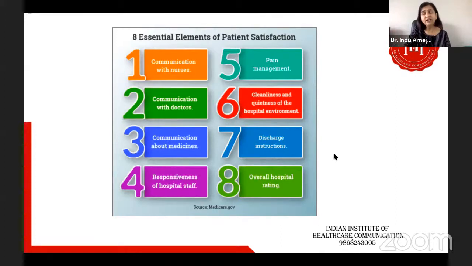Then, of course, cleanliness and quietness of the hospital environment. I think we are attending to it in great detail. But again, I'm not sure of the infection control, how exactly they are going about it.